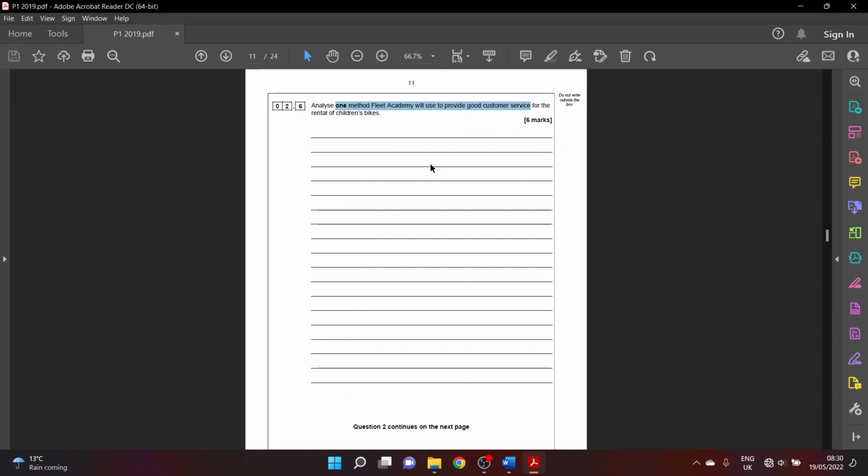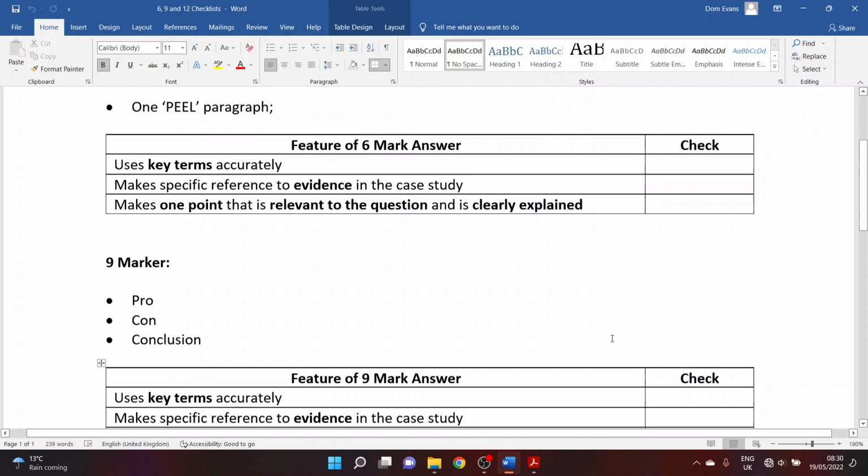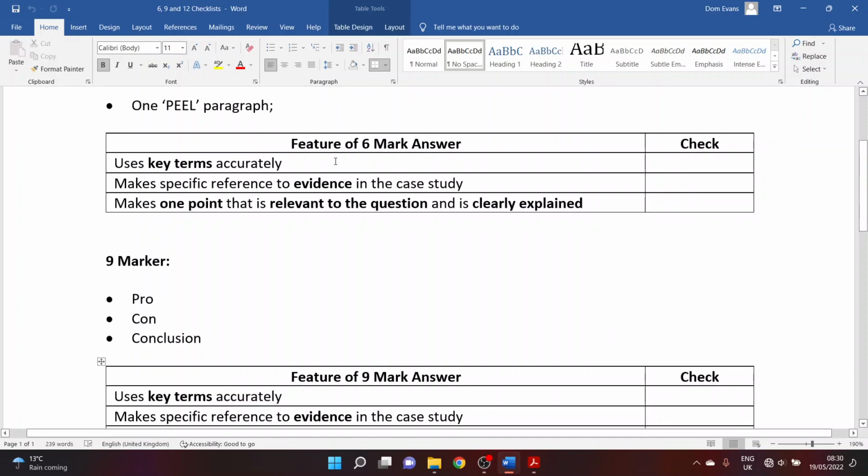You make a point. You can think of a PEEL paragraph if that helps you. But again, you don't have to think, where's my point, where's my evidence, where's my explanation? It's more that you explain one thing, you weave in evidence from the case study, and you clearly explain it using connectives, in a paragraph. That's how to answer a 6-mark question.